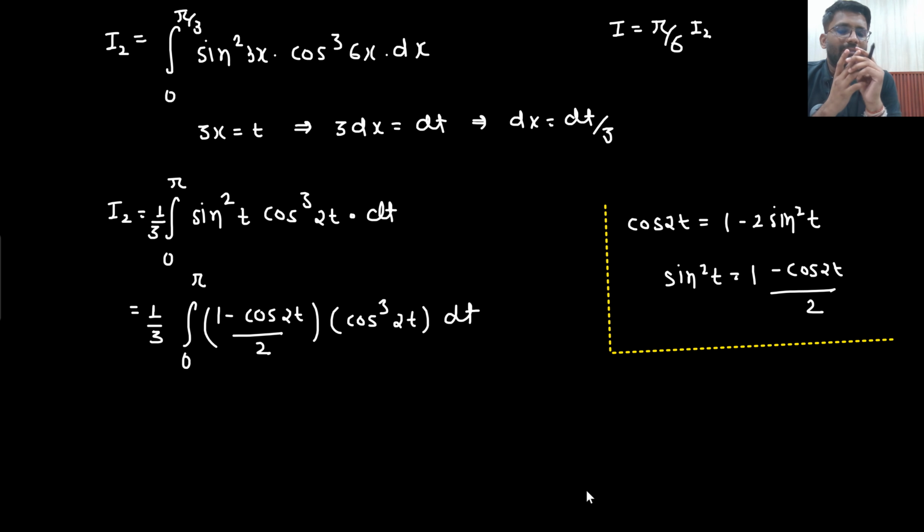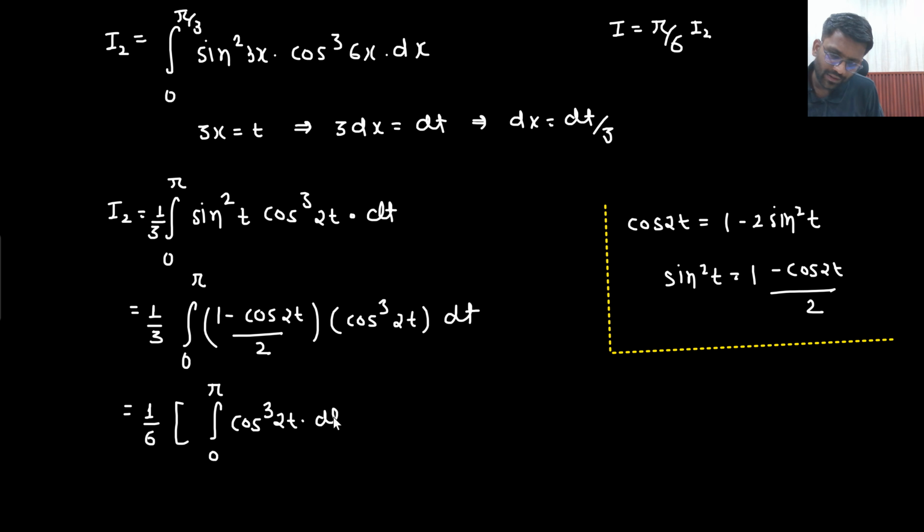So now something can happen. Now there will be two integrations, no? This 1 by 2 will come outside. So 1 by 6, integral 0 to pi cos cube 2t dt minus integral 0 to pi cos to the power 4 2t dt. This is what I am supposed to solve. That's it. Can you solve this one?